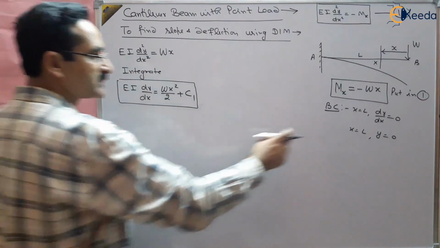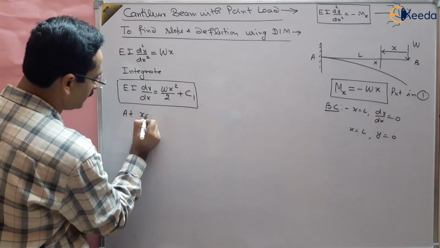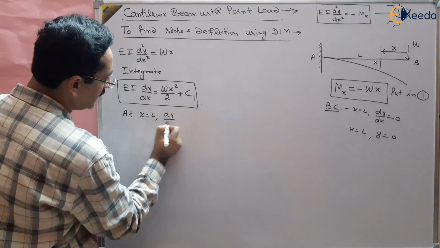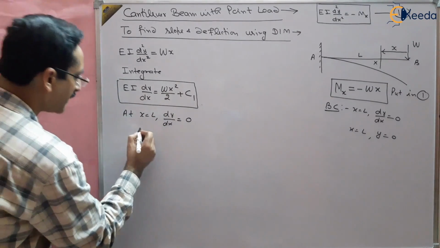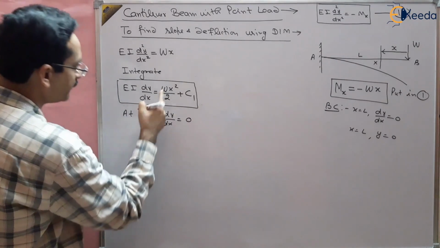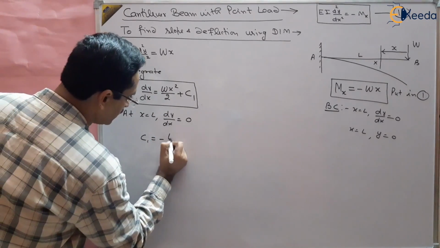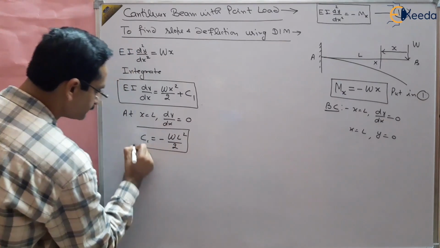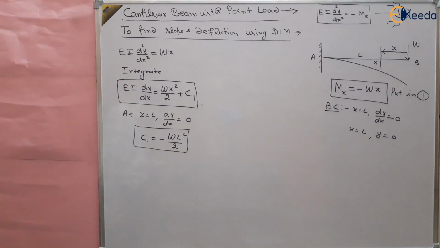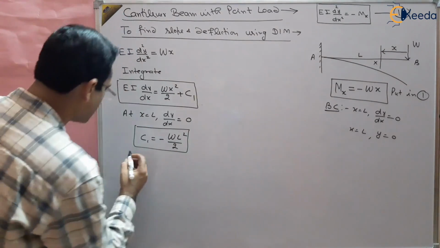So we can put this first boundary condition, that at x equal to L, dy by dx will be equal to 0. Put here, you will get c1 as, this is 0, so it will come out to be minus WL square by 2. So this is the value of c1, minus WL square by 2, right? Put here again and we will get the equation of slope.